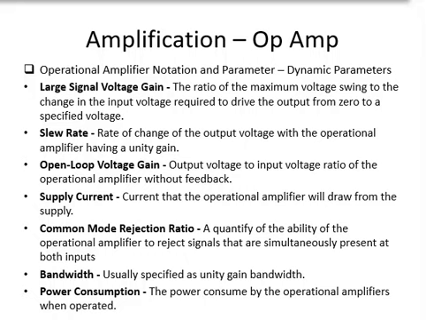Open loop voltage gain is the output voltage to input voltage ratio of the operational amplifier without feedback. Supply current is the current that the operational amplifier withdraws from the supply. Common mode rejection ratio is a quantifier of the ability of the operational amplifier to reject signals that are simultaneously present at both inputs, while bandwidth is usually specified as unity gain bandwidth. And the power consumption is the power consumed by the operational amplifier when operated.